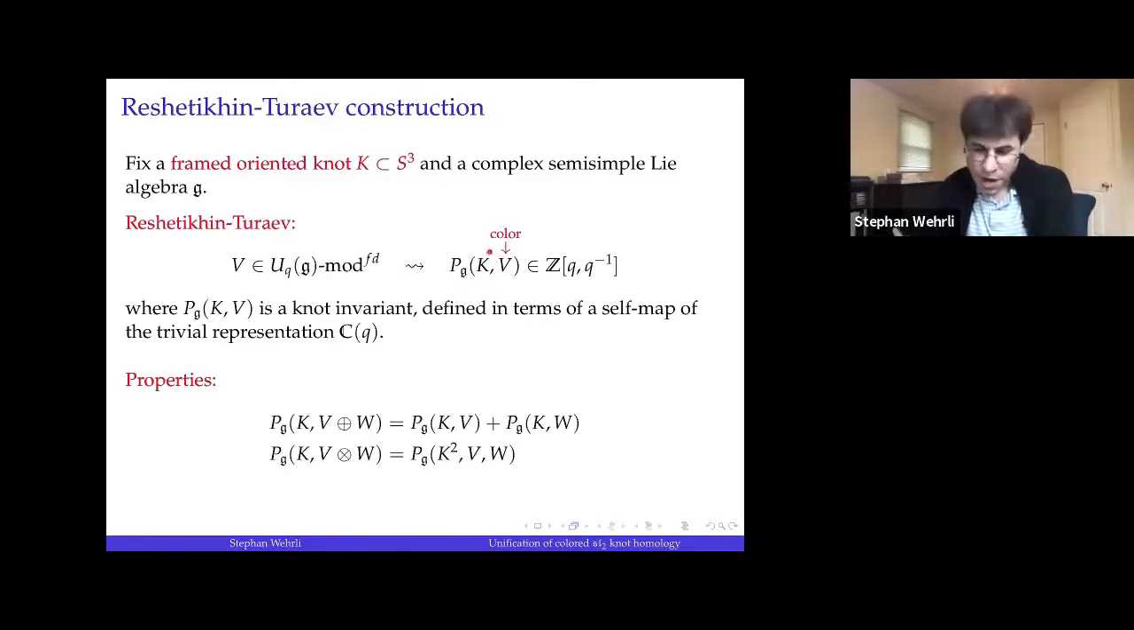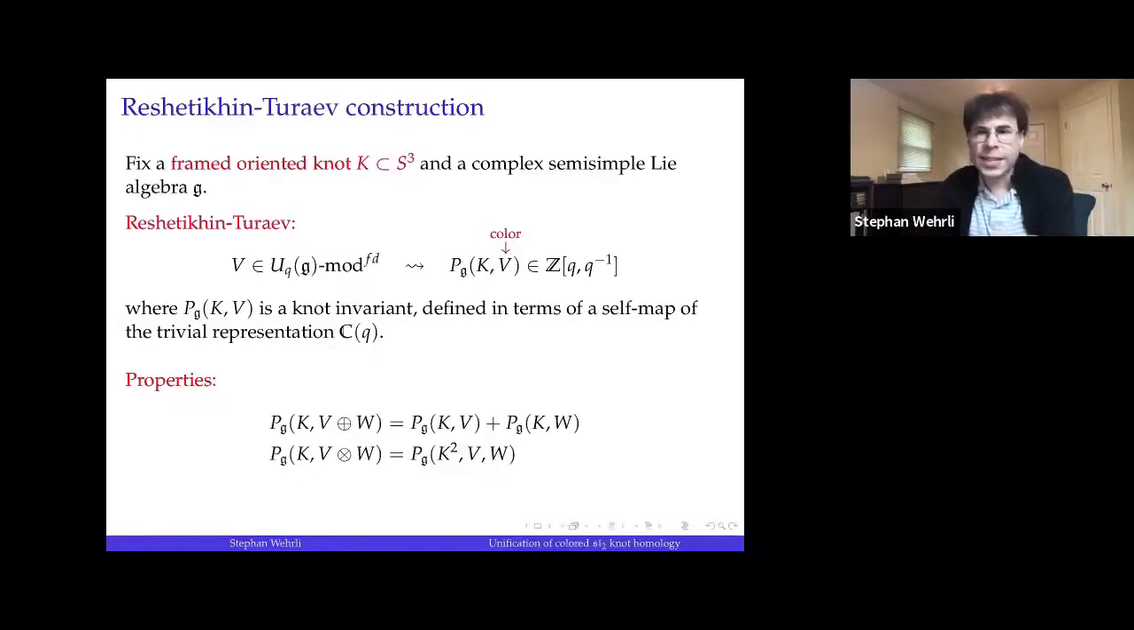And this invariant is defined in terms of morphisms in this representation category. And all these morphisms are compatible with taking sums of representations. So it follows that this invariant is additive with respect to direct sums of representations. So if you color a knot by a direct sum, you just get the sum of the invariants. Likewise, if you color your knot by a tensor product of two representations, then it's the same as taking the 2-cable of your knot and then coloring one component by V and the other component by W. So these Reshetikhin-Turaev invariants have a nice dependence on the color V.